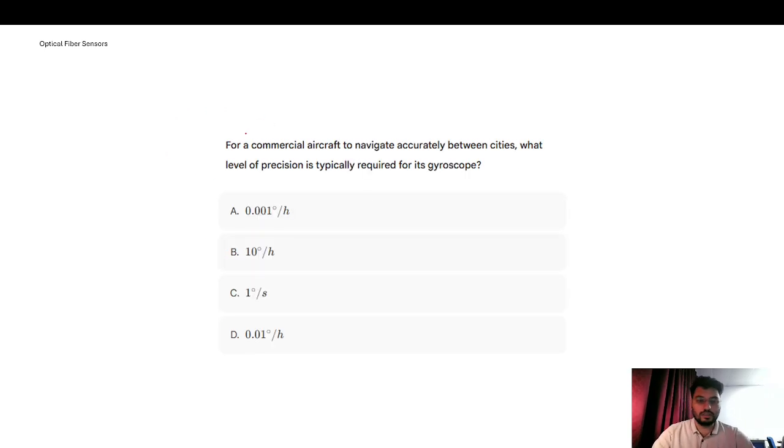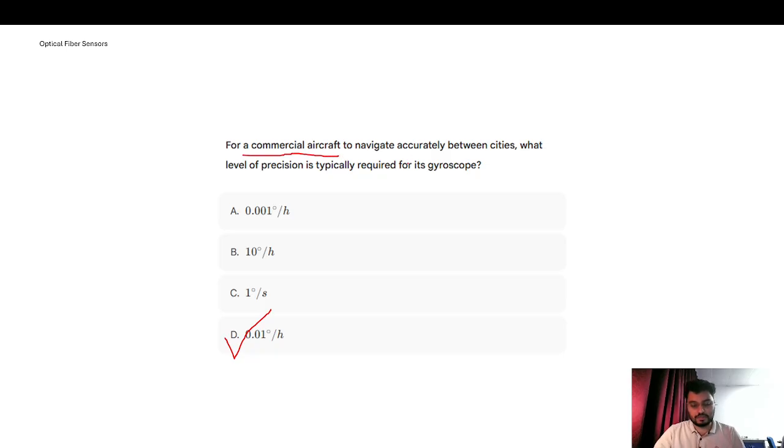Going towards the next thing, which is, for a commercial aircraft to navigate accurately between cities, what level of precision is typically required for the gyroscope? So we have already discussed this. The correct answer is 0.01 degree per hour for the commercial aircraft.